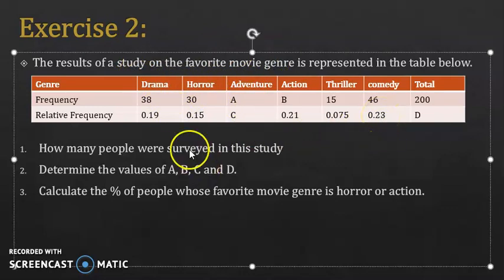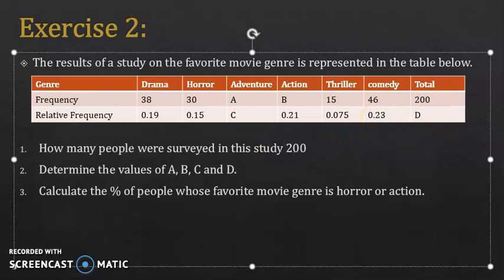Now the first question: how many people were surveyed in this study? What does this remind you about? So the total number of people that were surveyed in this study is the same as the total frequency. So the answer would be 200.